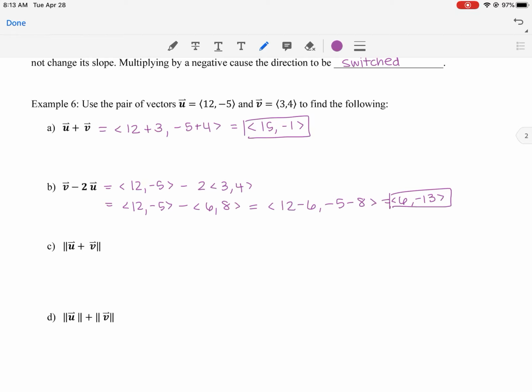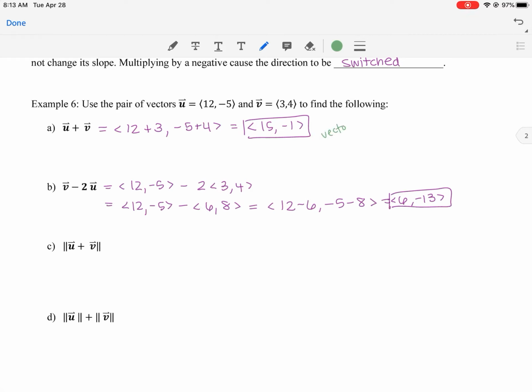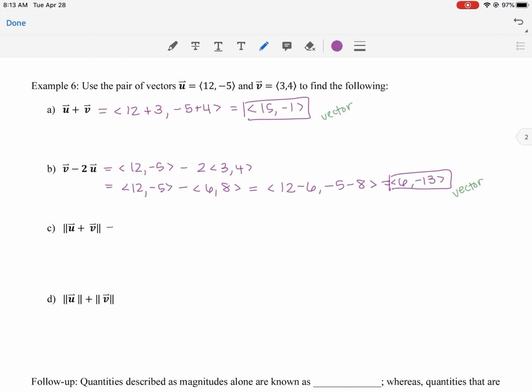Okay, this one's a little bit different. Notice how this one's saying you're taking the magnitude. These two are both vectors, right? This is a vector. This is a vector. But when they ask for the magnitude, you're going to get a single length, right? So these are actually called scalars. They're saying, take a vector, what is the magnitude of the vector when you add u plus v? So of the vector 15, negative 1. What's the magnitude of that? Well, to do that, we're going to do the square root of 15 squared plus negative 1 squared.